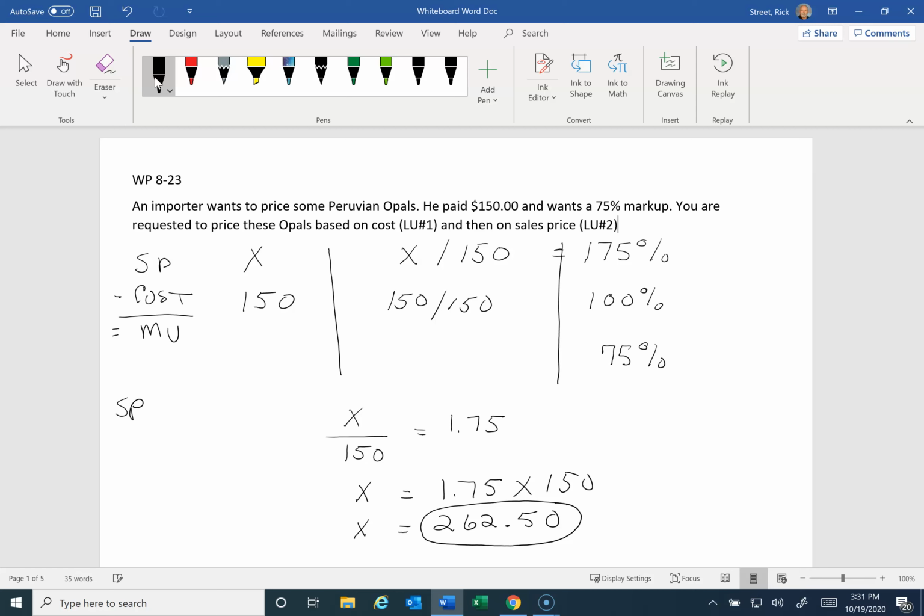So our selling price is $262.50 less our cost of $150 gives us our markup of $112.50. Now, how do we test this? Well, we know that $112.50 divided by 150 needs to be 75%. So we take $112.50 and divide that by 150, and that is equal to 75%. And that's how we double check that.